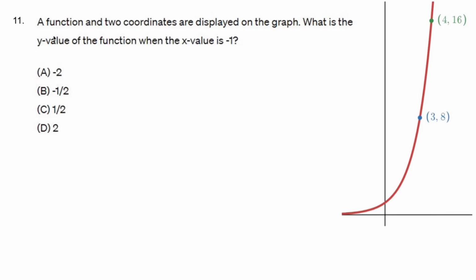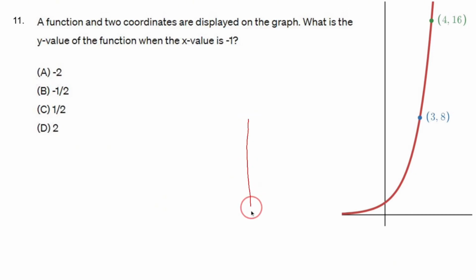Problem: once a function and two coordinates are displayed on the graph. There's my function, there's my coordinates. That looks exponential to me. What is the y value of the function when the x value is -1? Well, this is exponential for sure.